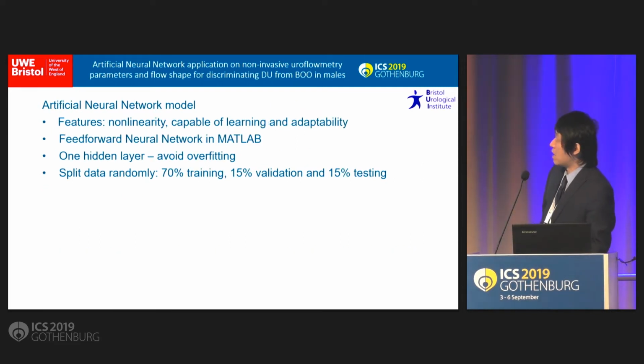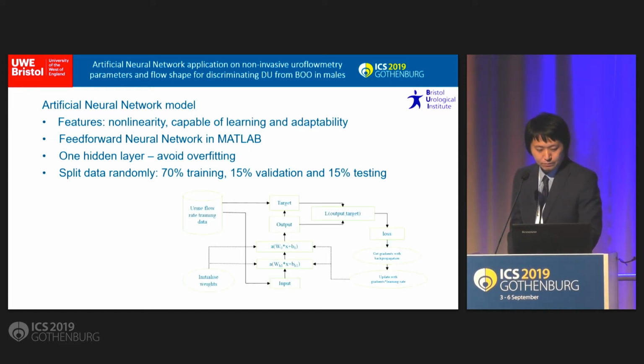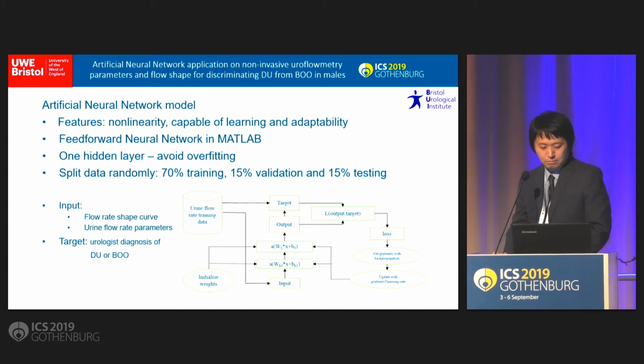The artificial neural network has the features of nonlinearity, is capable of learning, and has the feature of adaptability. We use a feed-forward neural network in MATLAB. We only use one hidden layer to avoid overfitting, because we currently only have a small scale of data. To validate our results, we split the data randomly with 70% for training, 15% for validation, and 15% for testing.